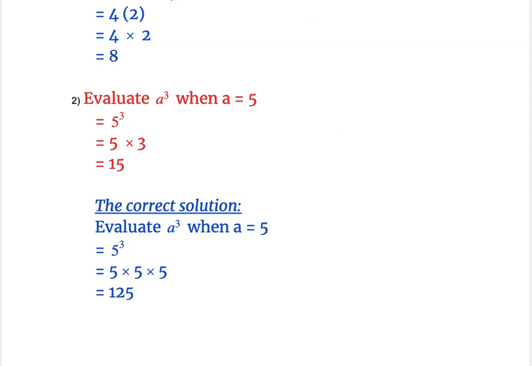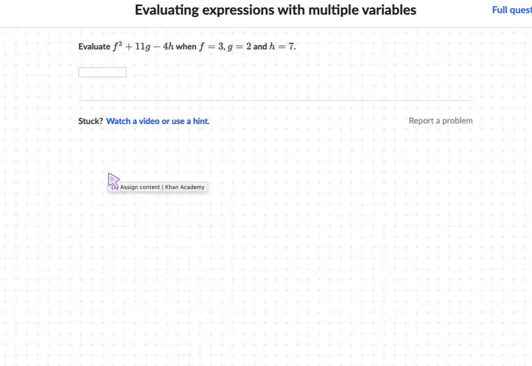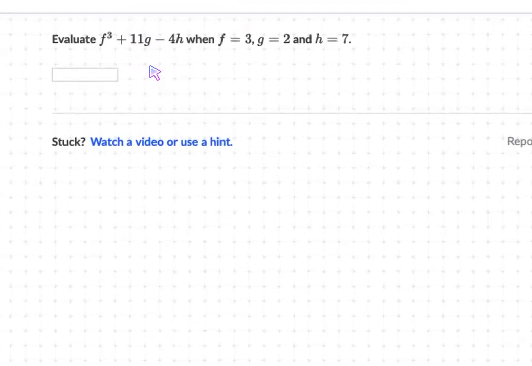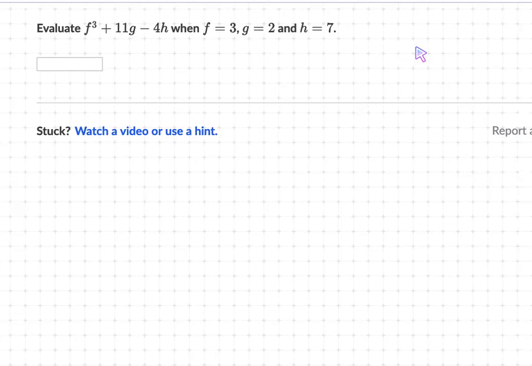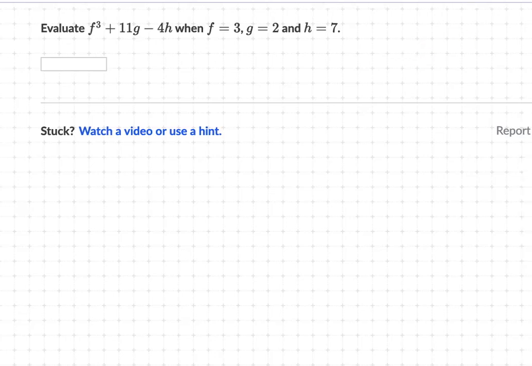All right, let's go on to some examples then. So in this example, you're being asked to evaluate f to the third power plus 11g, remember that's multiplication, minus 4h, that's multiplication, 4 times h, when f is equal to 3, g is equal to 2, and h is equal to 7. So they're telling you exactly what each of those variables represent. Go ahead and pause the video and try it on your own first.